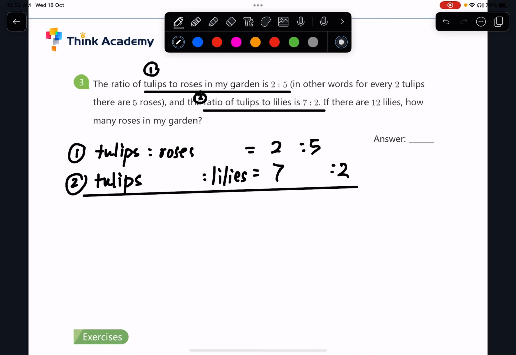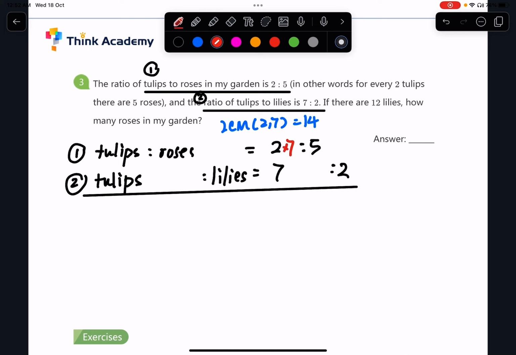Okay, so if I want to link up the ratio, I have to link up the numbers for tulips because it appears in both of the relationships, right? So how can I make 2 and 7 the same number? We have to find the lowest common multiple of 2 and 7. And because they're co-prime, the lowest common multiple is 14. So I have to turn these two numbers into 14.